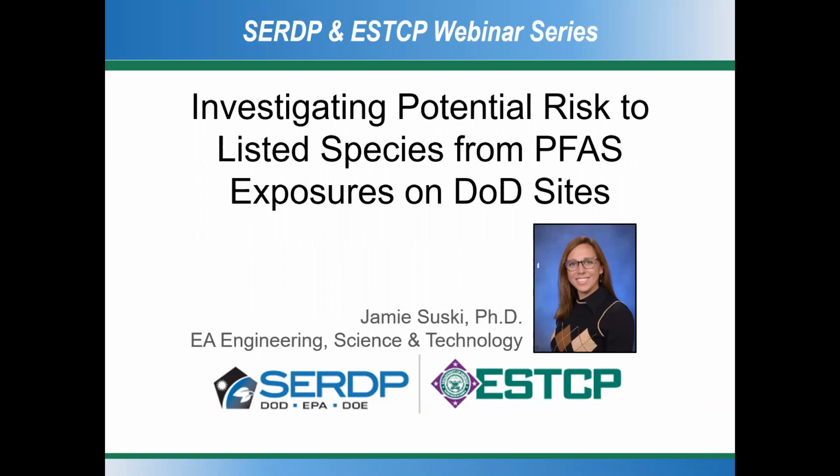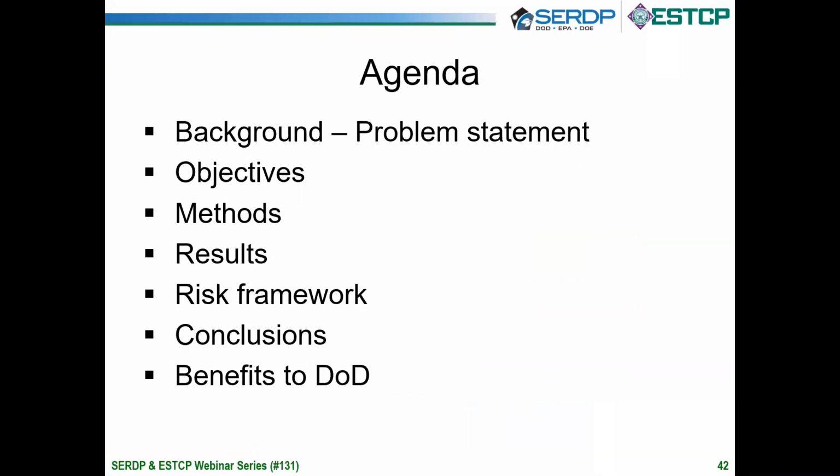Today I'm going to talk about our project that focused on investigating the potential risk of PFAS exposures to listed species on DoD sites. This is a project that we have recently completed. The flow of this talk is going to follow the agenda outlined here, starting with a problem statement that Marie has already set up for us, which is great. Thanks, Marie. Following with objectives, methods, results, risk framework, some conclusions, and then some benefits of this work to the DoD.